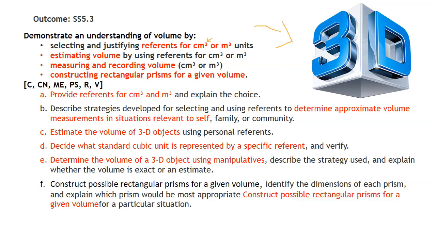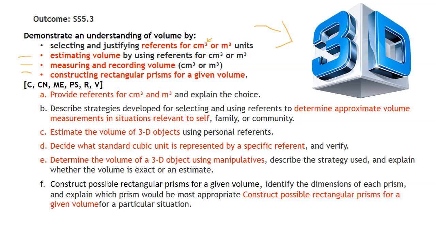Okay, this next one, estimating volume by using those references. So being able to look at something and think, I think that is about 3 cubic meters because I know how big a cubic meter is. The next one is that you could actually measure something and say, yes, it is 3 cubic meters, or no, it's slightly more than that because we measured it. So one is estimating and one is measuring.